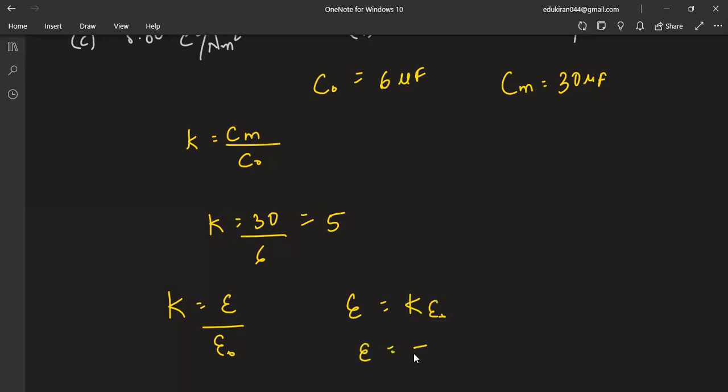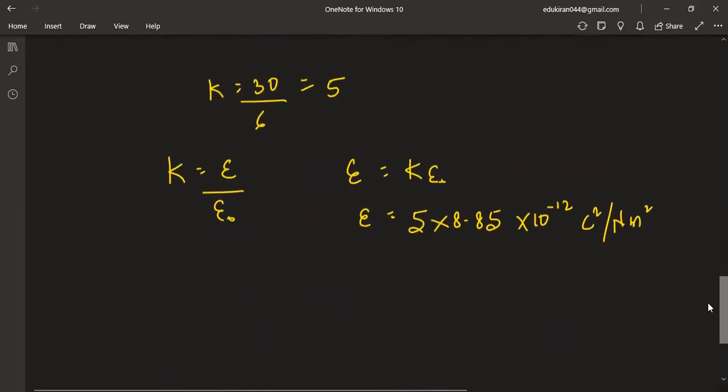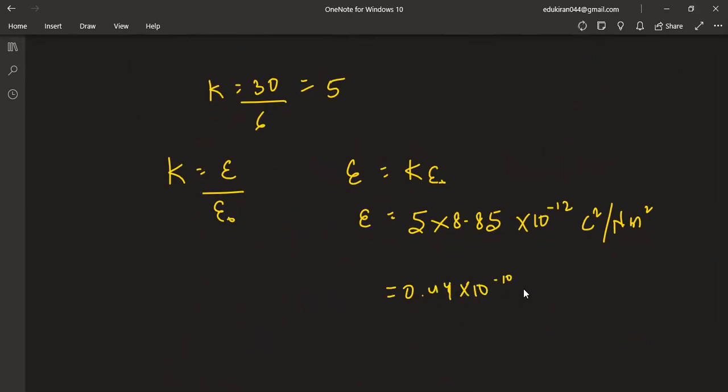So this is 5 multiplied by 8.85 into 10 to the power minus 12, right? Coulomb square per Newton meter square, right? When you solve, the value will be exactly this, option B, which is 0.44 into 10 to the power minus 10 Coulomb square per Newton meter square. Note it down. Let me share some more questions.